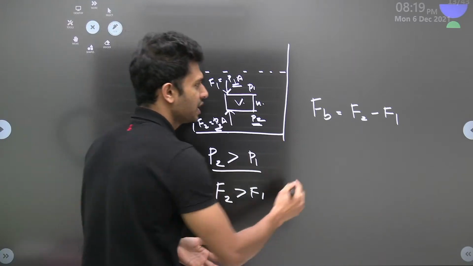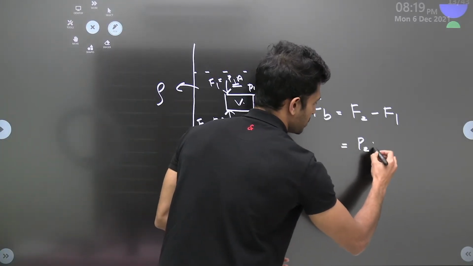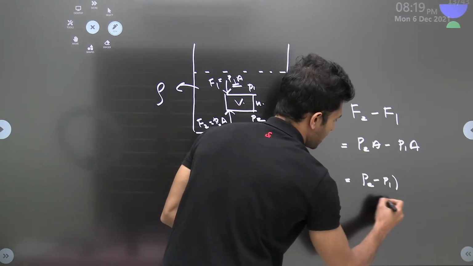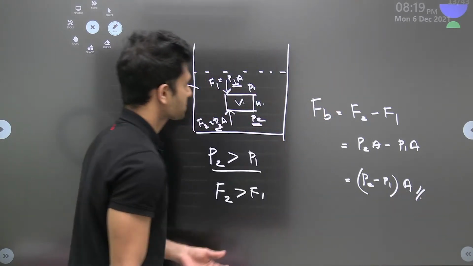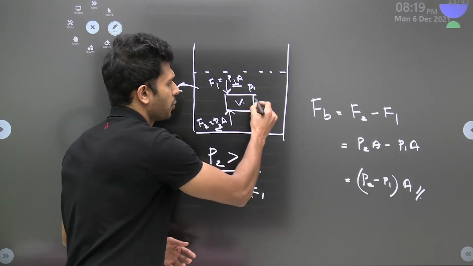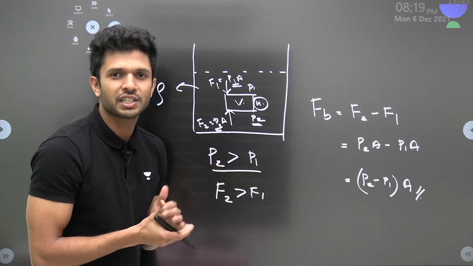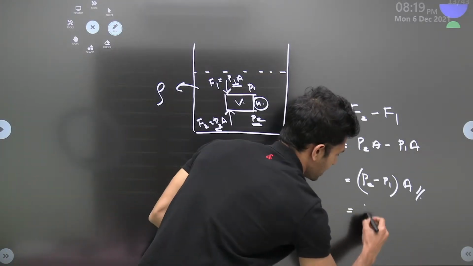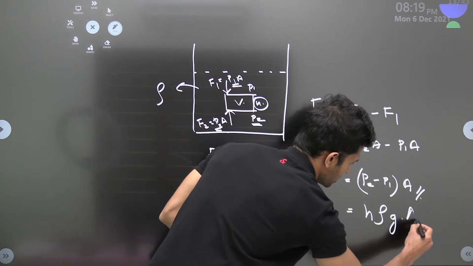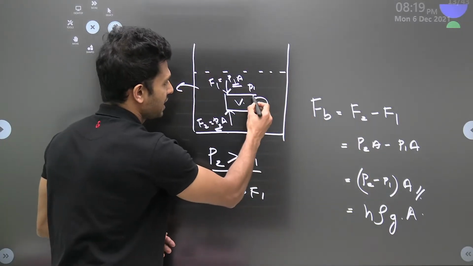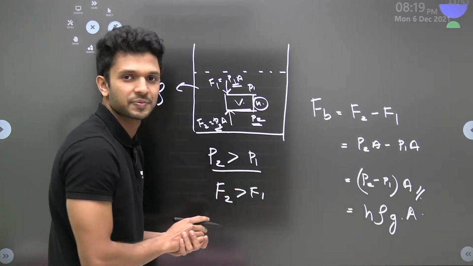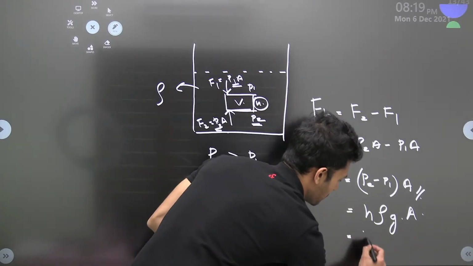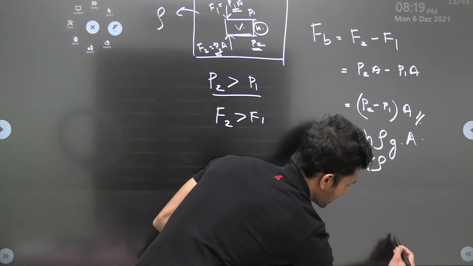Shall we continue the derivation? What is F2? P2 into A. What is F1? P1 into A. A is common, so it is (P2 minus P1) into A. What is the pressure difference between two points having a depth difference of H? P2 minus P1. We have learned this so many times. It is H rho g, so H rho g into A. Height of this cube into area, that is length into area. What is it? Volume, into the density of the liquid, then g.